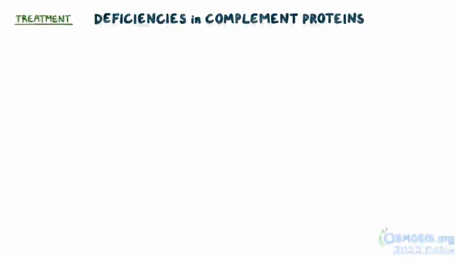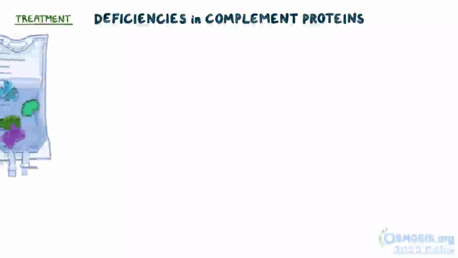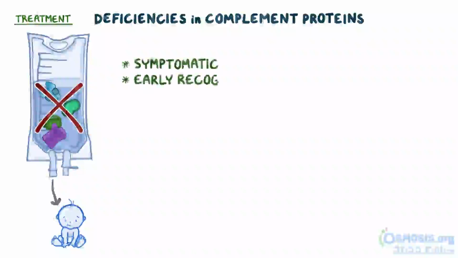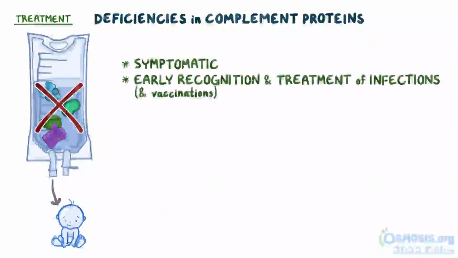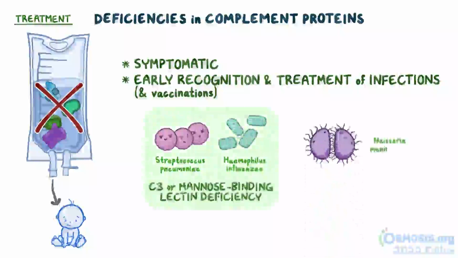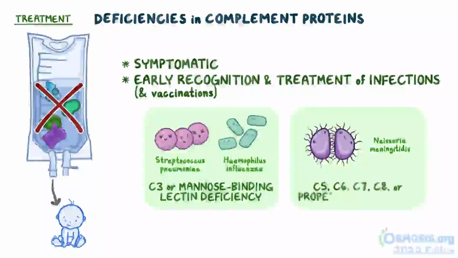Definitive treatment of complement deficiencies would require replacing the deficient protein through direct infusion of the protein. But since this is not available yet, treatment is only symptomatic and involves early recognition and treatment of infections, as well as vaccination, especially against Streptococcus pneumoniae or Haemophilus influenzae in children with C3 or mannose-binding lectin deficiency, and Neisseria meningitidis in those deficient in C5, C6, C7, C8, or properdin.